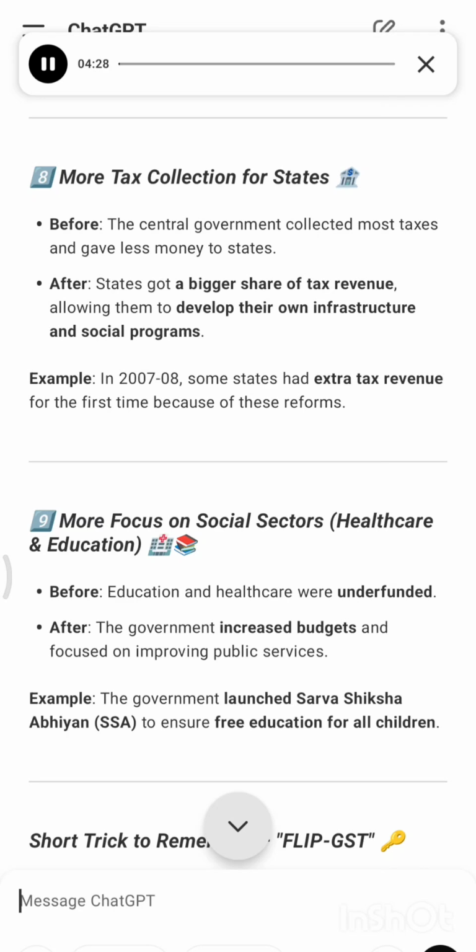9. More focus on social sectors, healthcare and education. Before, education and healthcare were underfunded. After, the government increased budgets and focused on improving public services. Example: the government launched Sarva Shiksha Abhiyan (SSA) to ensure free education for all children.